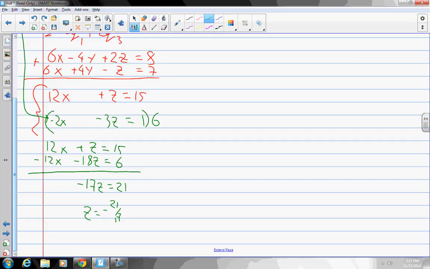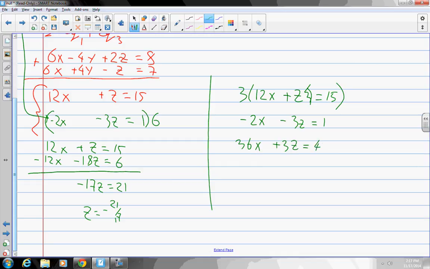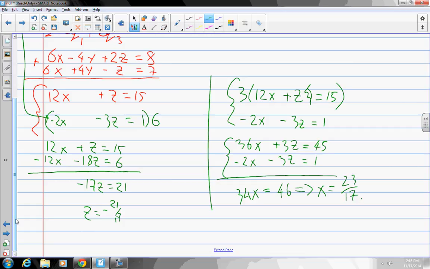Just do the elimination on the other variable. So if I kill the z's, I'll have to multiply the first one, the whole thing, by 3. And then this is negative 2x minus 3z equals 1. So that's 36x plus 3z. Is that correct? So it's 34x equals 46. So x equals, when you divide and reduce, 23/17. Right? I think most of you got it.